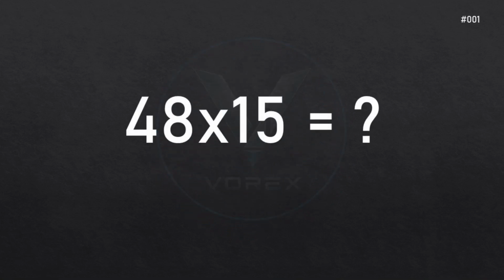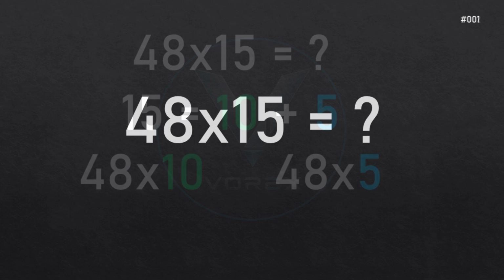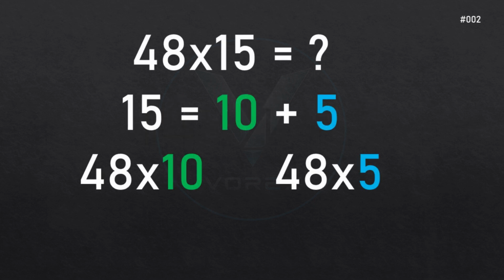Did you know you can multiply by 15 in just a few seconds? In this video, you'll not only learn the shortcut, but also why it actually works. 15 is simply 10 plus 5. That means we can split the calculation into two parts. 48 times 10 and 48 times 5.